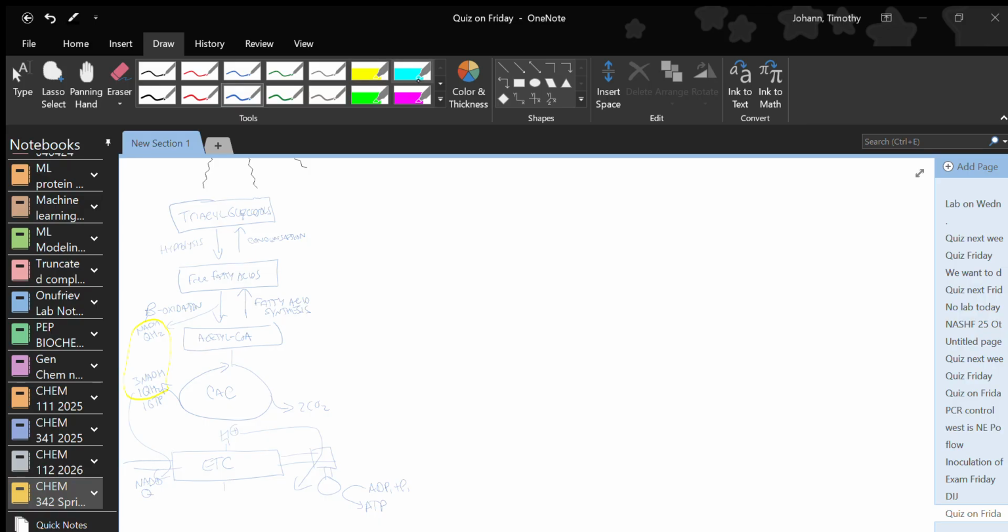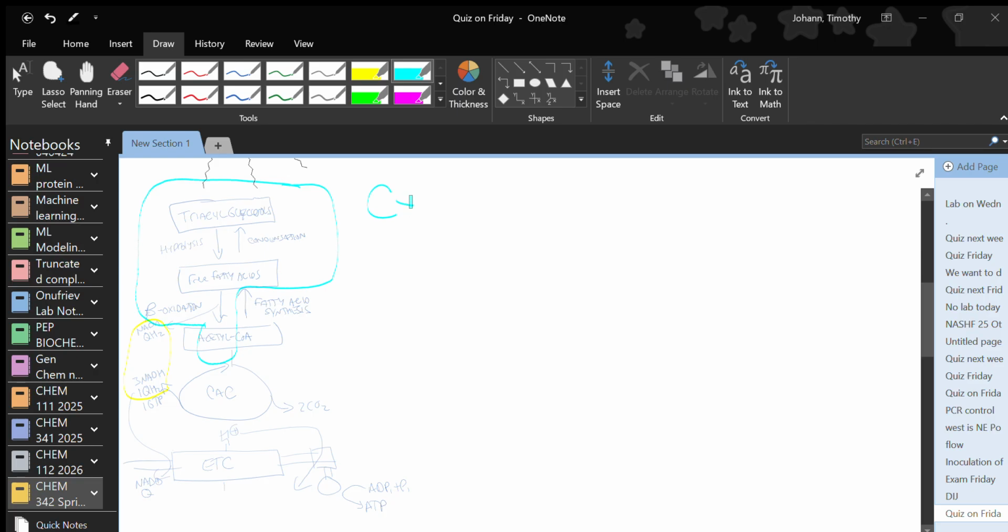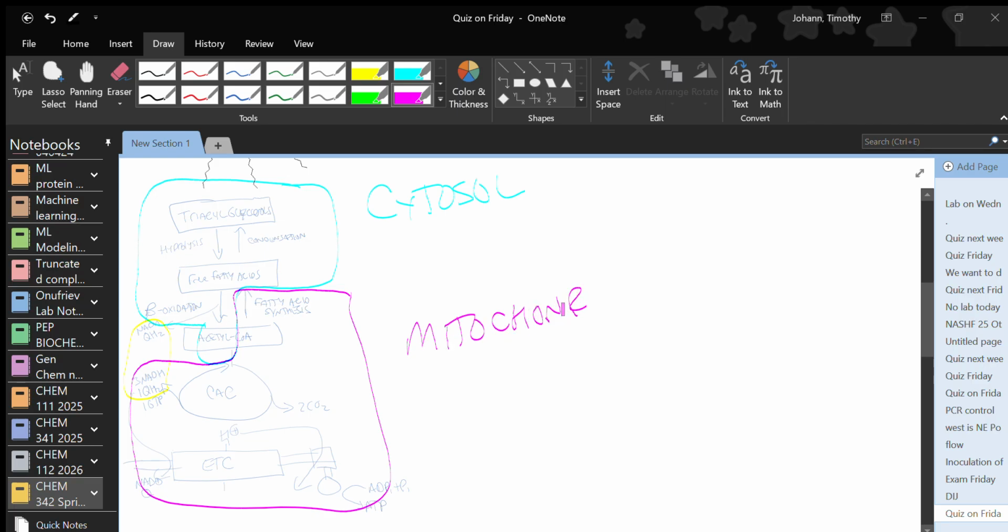And let's see. I'm going to be really careful about where this is. I need to make that acetyl-CoA. Let's split the acetyl-CoA in half because we're going to have it in both compartments. This is going to happen in the cytosol. Note that fatty acid synthesis is not happening in the cytosol. This is going to happen in the mitochondria. Okay? Questions?